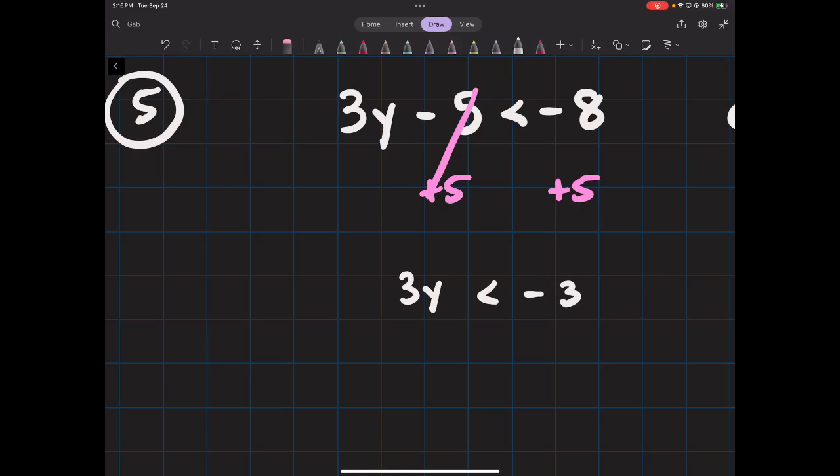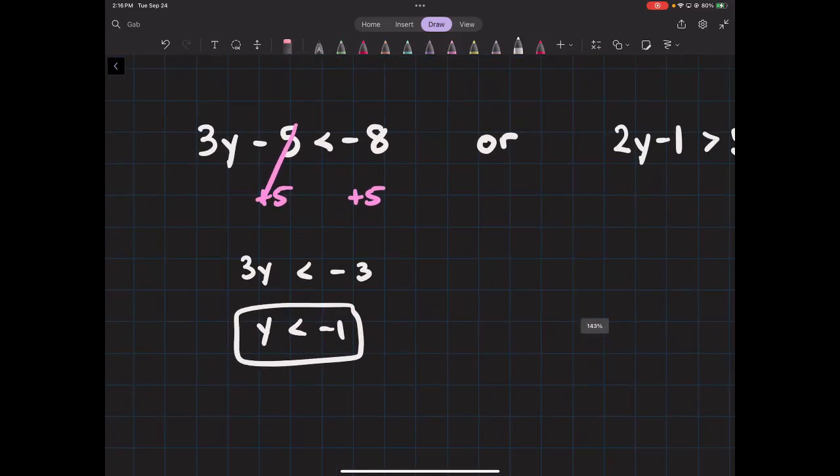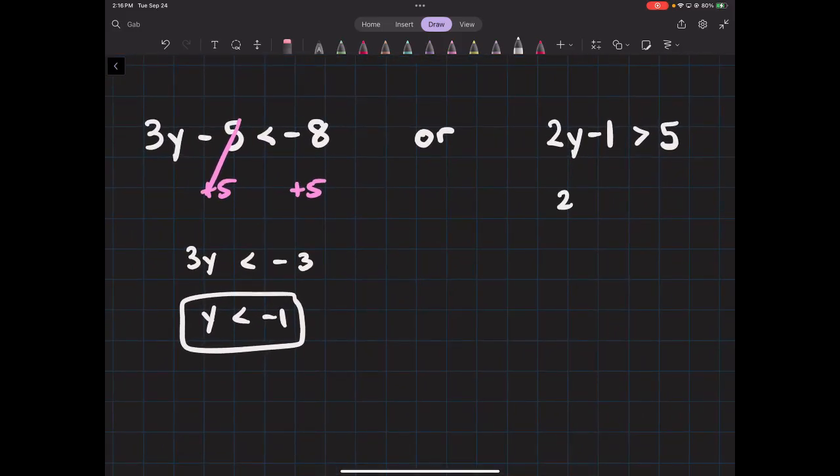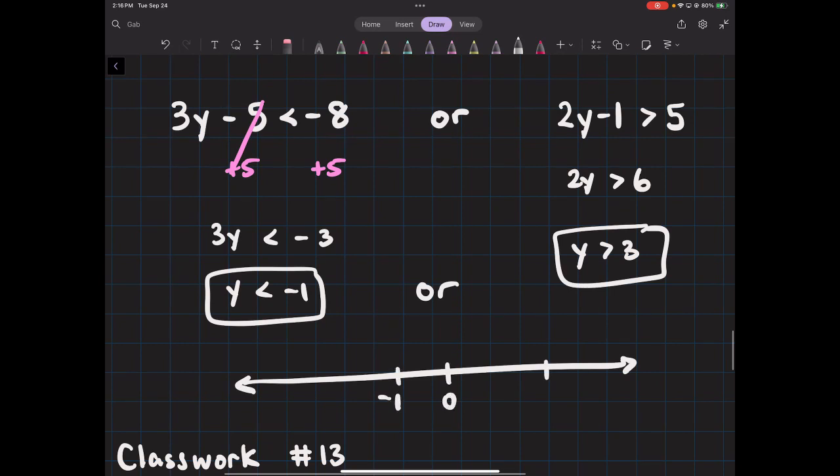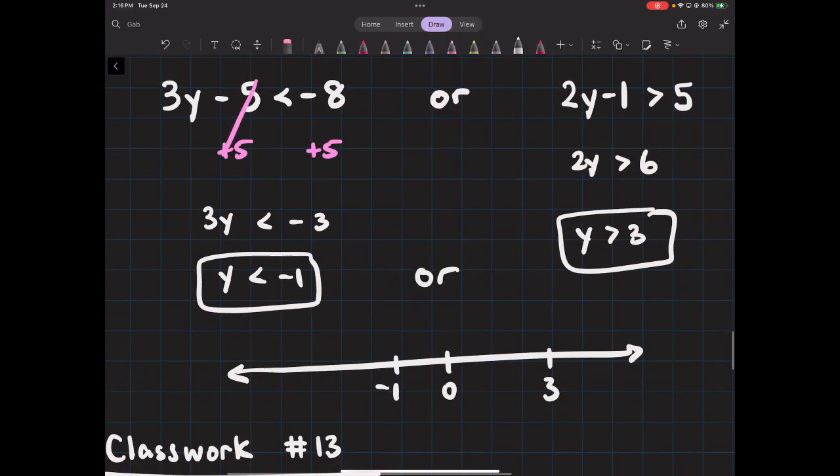y less than negative... you divide it. And then the other one, we have something similar. Add 1. So you have 2, and just have the "or." When you divide by 2, do the graph: 0, -1, and we have a 3. For both of them, is the circle closed or open? They're both open. Which way does the -1 go?